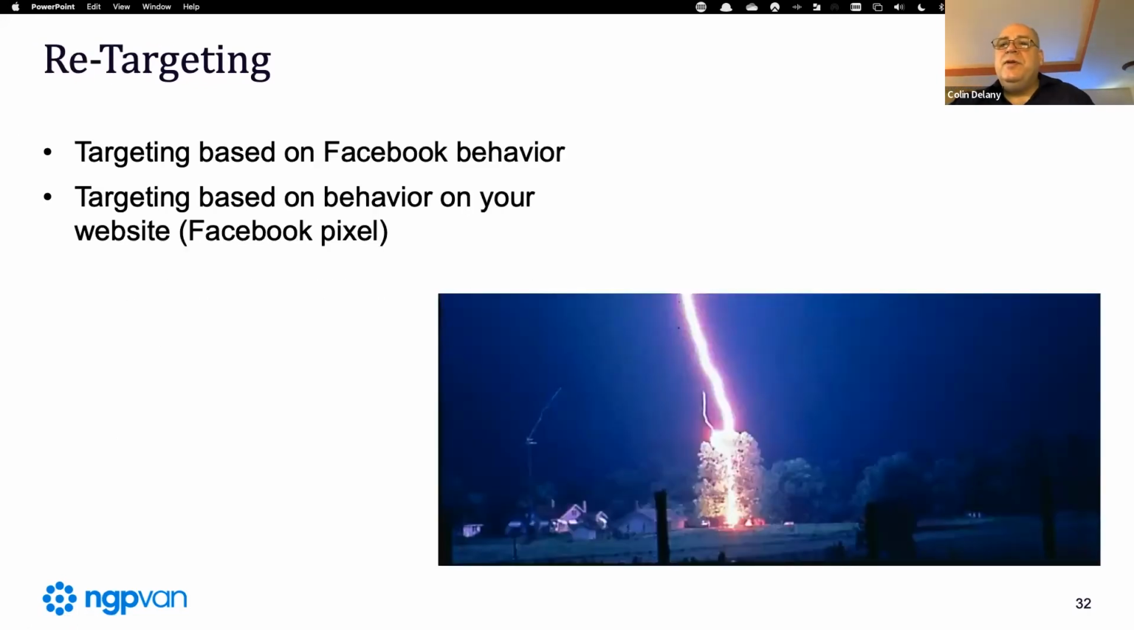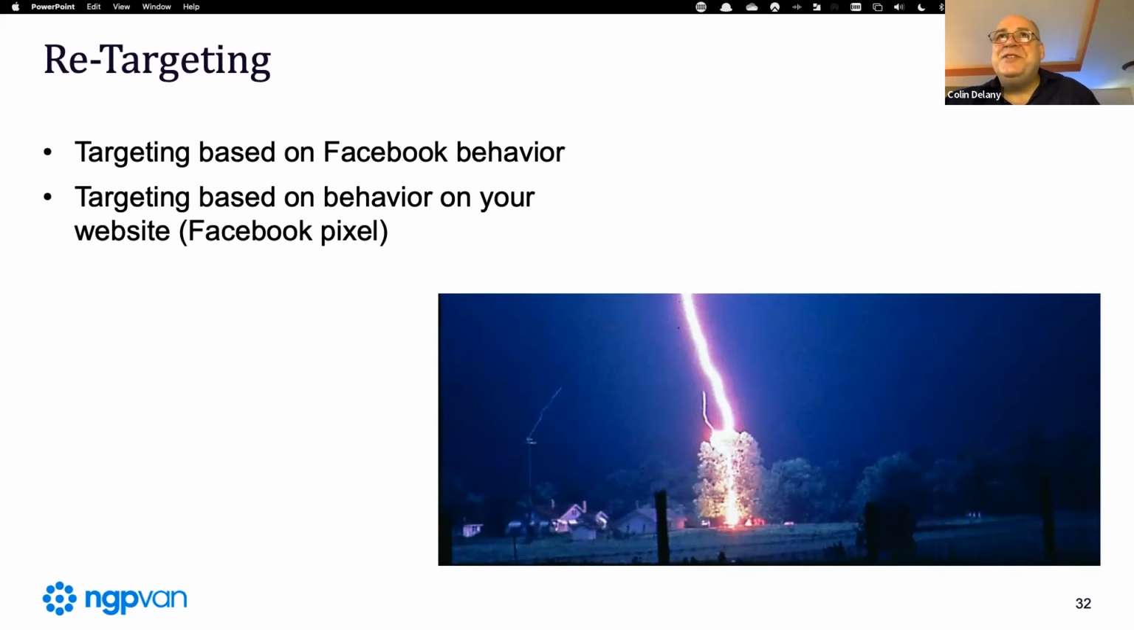Retargeting. If you'll remember, lightning can strike twice. Targeting based on your Facebook behavior. So for instance, I have known groups that would put a Facebook pixel, and if you have questions about that, talk to the folks who run your website technology. But you install a Facebook pixel on your site, and Facebook then tracks people as they move through your site. So for instance, you might find half the people who go to your donation page don't complete the donation. Well, Facebook would potentially be able to use that as a targeting audience.